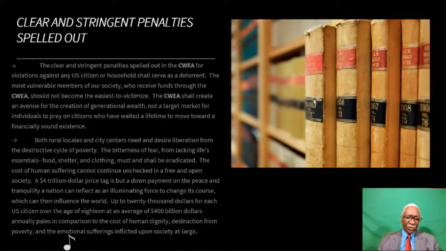A $4 trillion price tag is but a down payment on the peace and tranquility a nation can reflect as an illuminating force to change its course, which can then influence the world. And this initial $4 trillion price tag will be augmented by the fact that once you invest in the people, the taxes and the productivity will generate the revenue to sustain the next generation, or the next cycle of people eligible to continue this process.